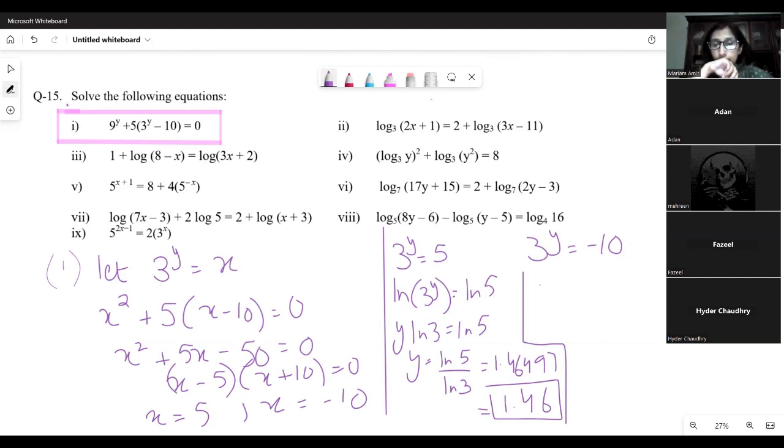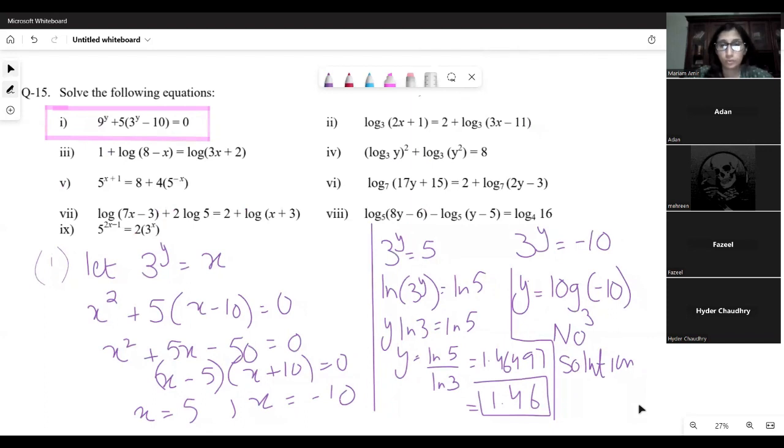Log base 3 of minus 10, raised to power 3? No, when 3 goes to the other side, it goes into the base of the log. So y equals log base 3 of minus 10, which is not possible because the input of a log cannot be negative. So no solution. This is question 1. So the only answer is 1.46.